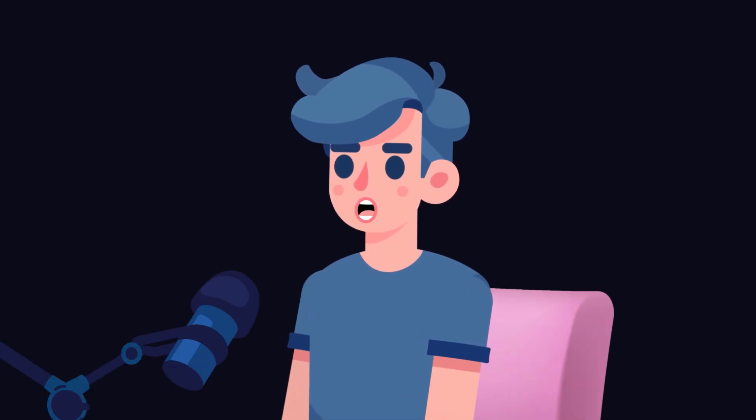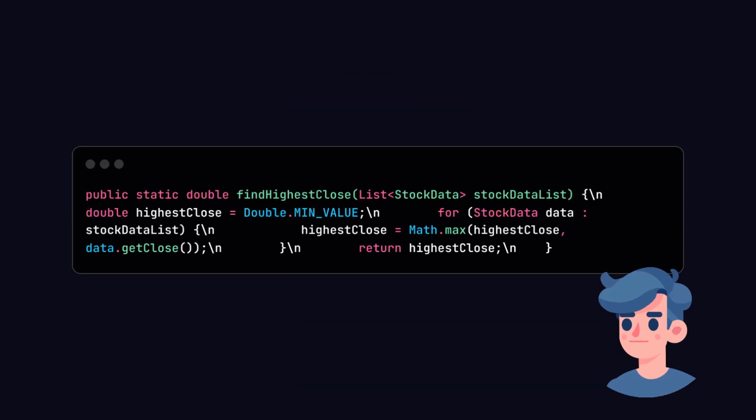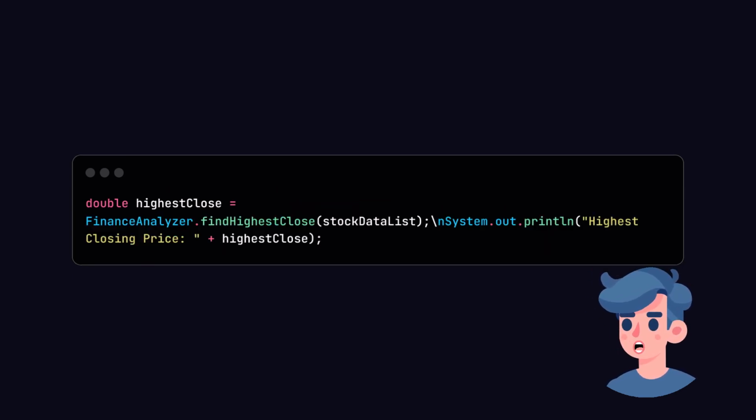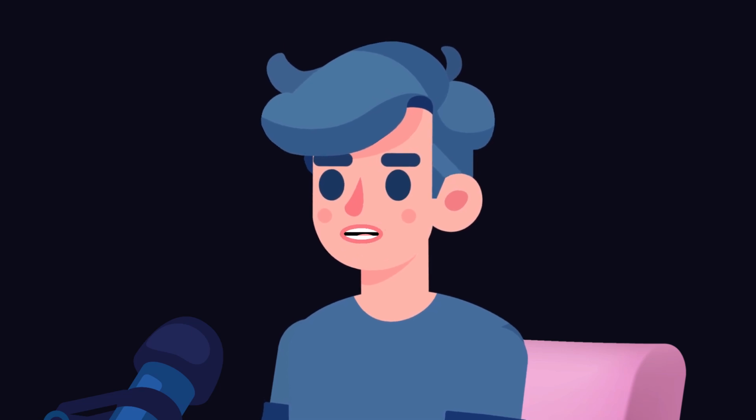Next, we can improve our analysis by adding more functionalities like finding the highest stock price and the volume traded. Let's add a method to calculate the highest closing price. In financeanalyzer.java, add the following method, and update the main method to call this new function and display the highest closing price. Run the application again to see the highest closing price now displayed in the console.